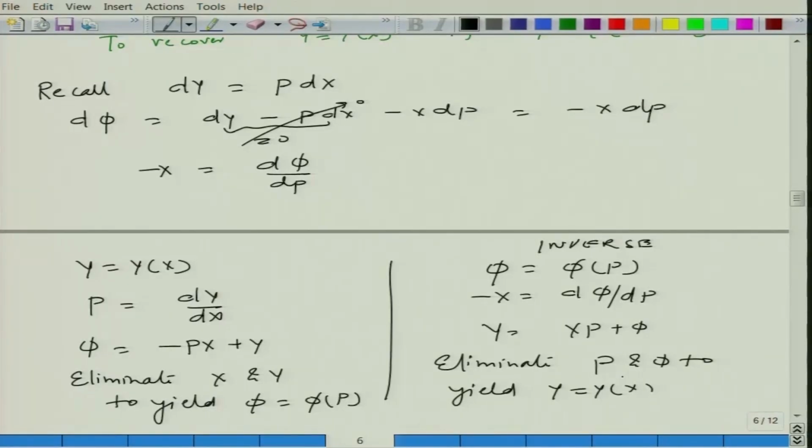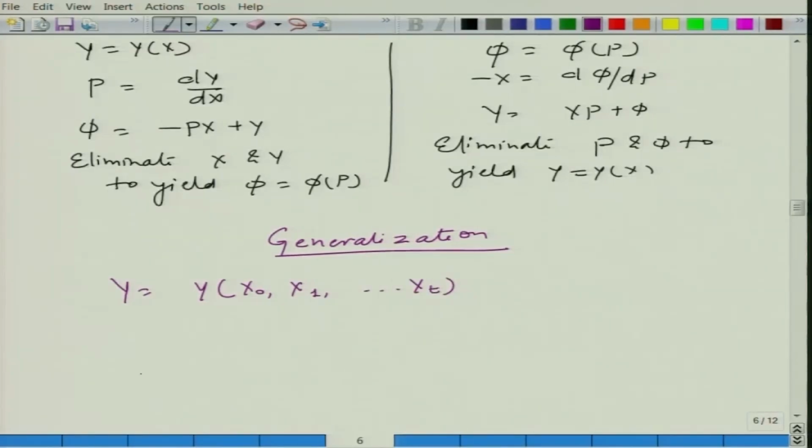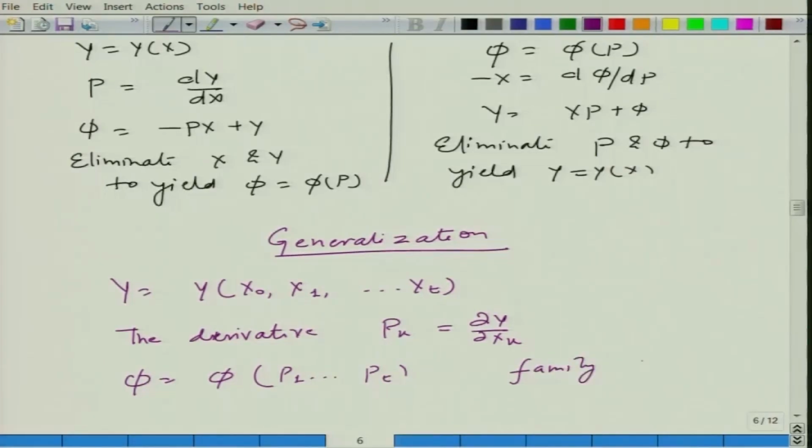Okay. So, let us now try to extend this to multiple variables. So, it is not just dependent on x, but on many other variables. That is what we can now generalize. So, generalization. Okay. What we can consider now is y as a function of x0, x1, x3, and the derivative here can be written as p of k equals del y by del x of k. Now, this essentially means that there is a slope corresponding to each of the variables. Now, if you consider the Legendre transformation, the function phi would depend on p1 till p of t, and this is nothing but a family of tangent hyperplanes.